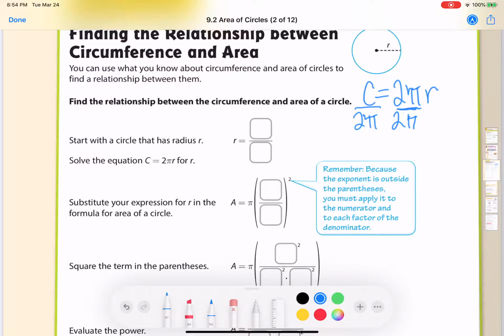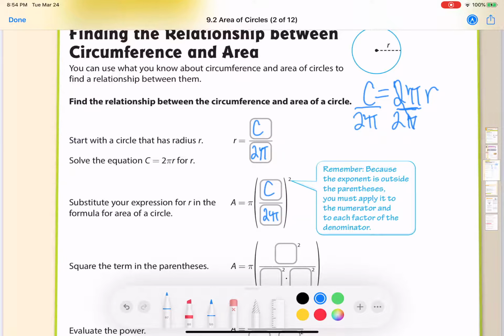So 2 pi divided by 2 pi is the same number. When you divide, you get 1, so you can cross those out. And you're left with r equals C over 2 pi. Now we need to substitute that equation into the formula. We have C equals 2 pi.